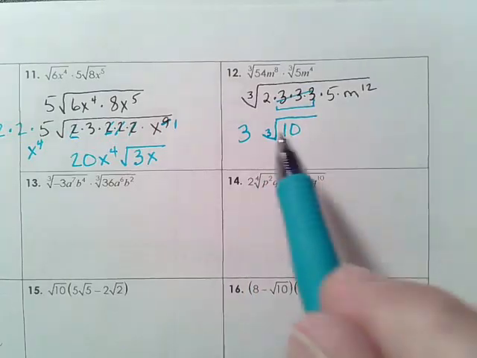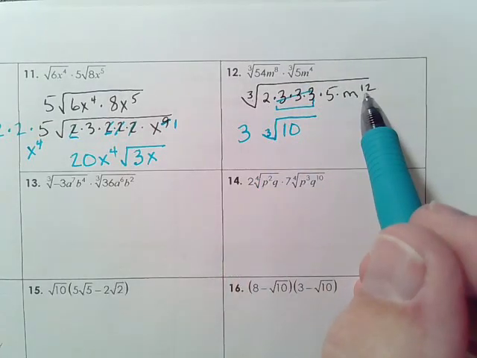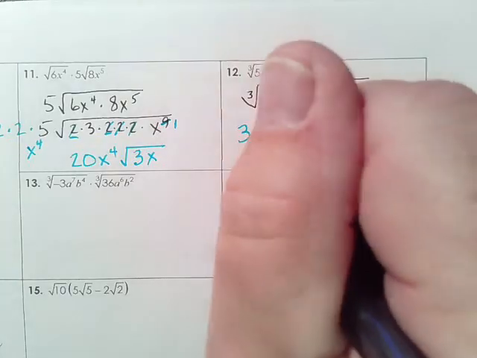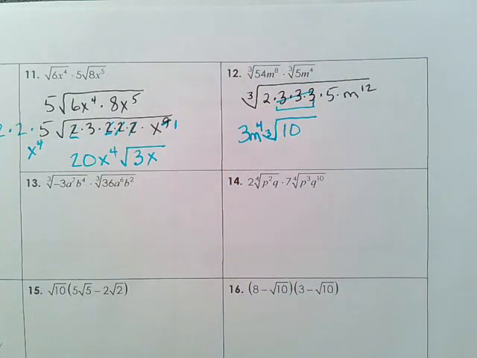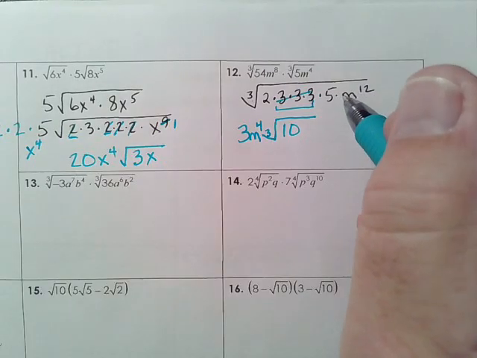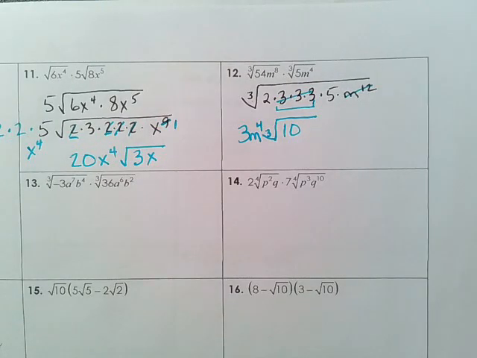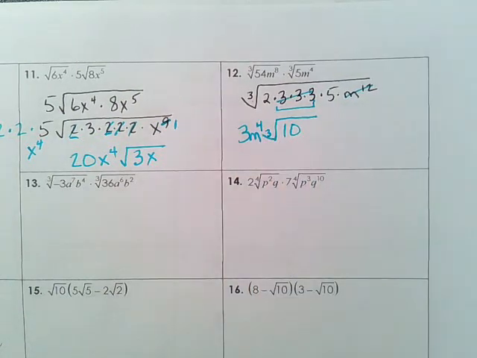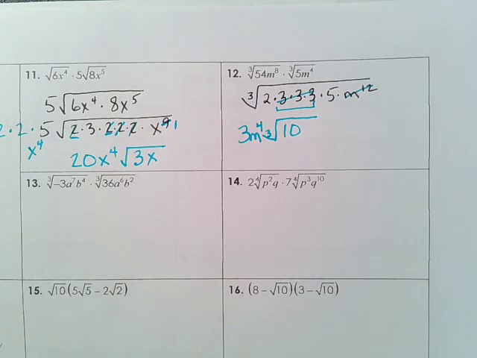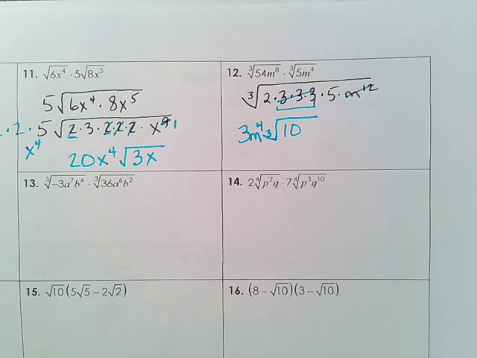Okay, but how many groups of 3 will you get from 12? Well, that's going to give me 4 groups of 3. And there'll be no m variables left. So I get 3m to the fourth times the cube root of 10. Not bad at all. I think you're catching on fine to this.